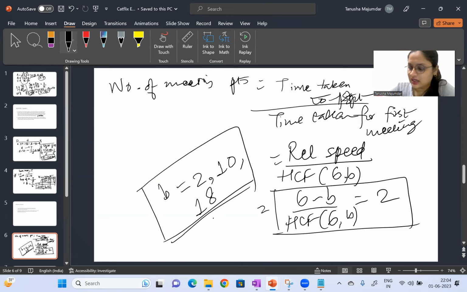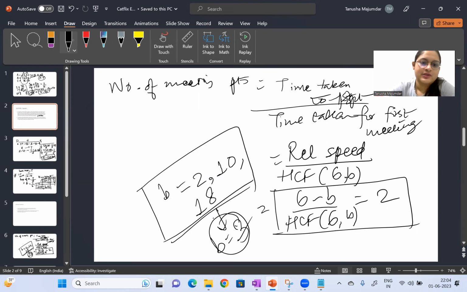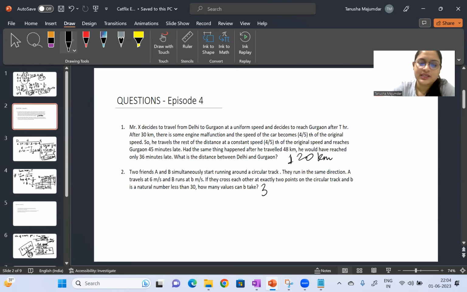Hence, the number of different values that b can take is 3. Okay, so that is your solution. So how many values can b take? It is 3.